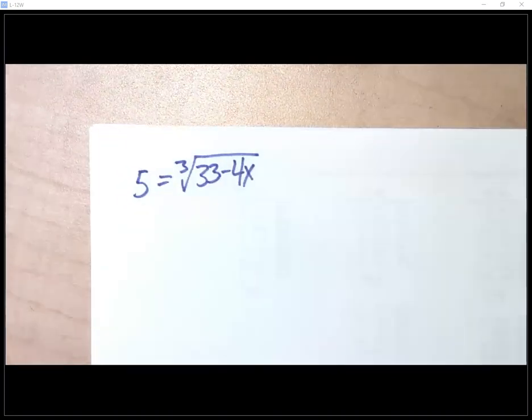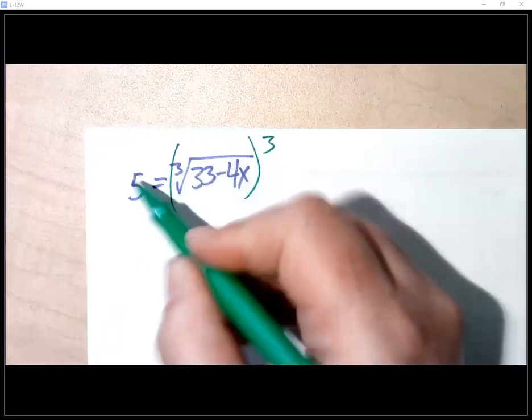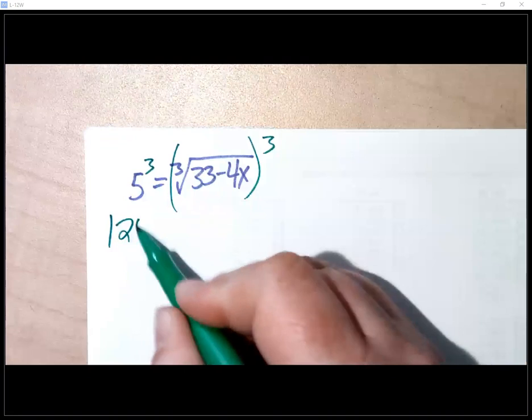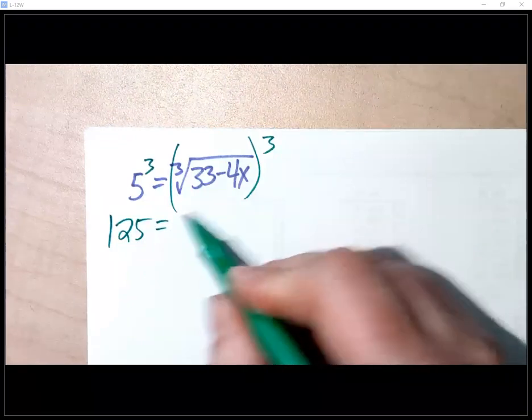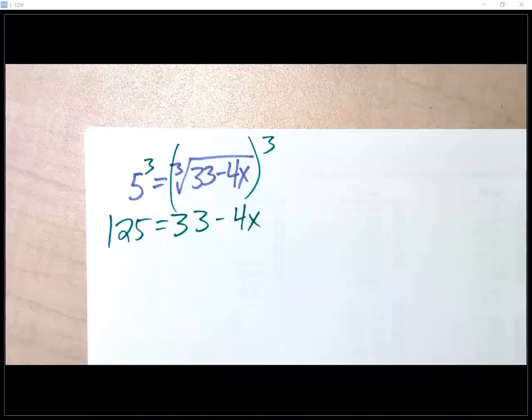So it's already written as a radical instead of an exponent. So how might you handle this one? Right, I got to cube both sides. So that gets me 125 equals, and that just cancels. So that's just 33 minus 4x. And then we could solve from here, right? We just minus the 33 divided by negative 4, right? That's it.